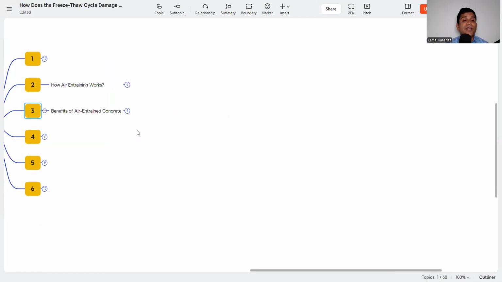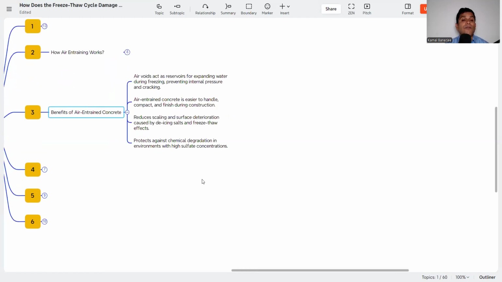The next is benefits of air entrained concrete. What are the benefits? First, air voids act as a reservoir for expanding water during freezing, so preventing internal pressure and cracking. Whenever the volume increases due to freezing of water, the air voids act as a reservoir. So the pressure and cracking are not generated. Then air entrained concrete is easier to handle because air is there, reducing density, and improves the finish during construction. It also reduces scaling, the surface deterioration caused by de-icing salt and friction cycle. So it is also helpful in that way.